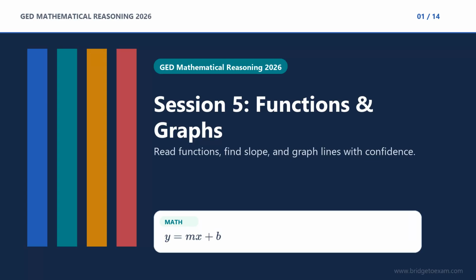Let's take it slowly. A graph is just a picture of a relationship between two quantities. Today we will learn what a function is, how to read function notation, how to measure slope, and how to graph a straight line using its equation.